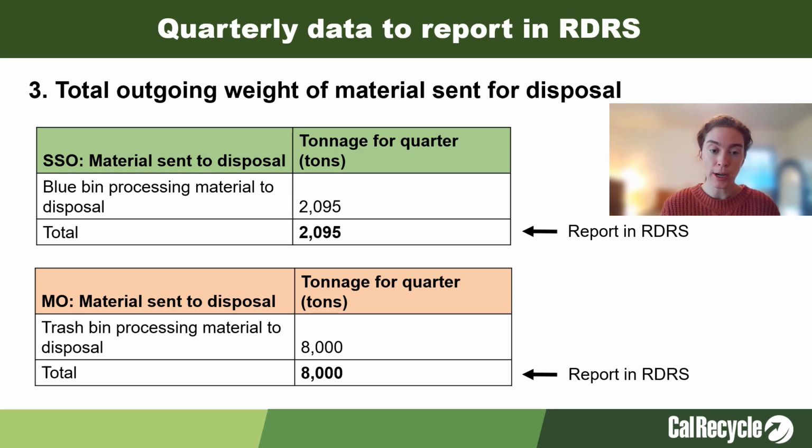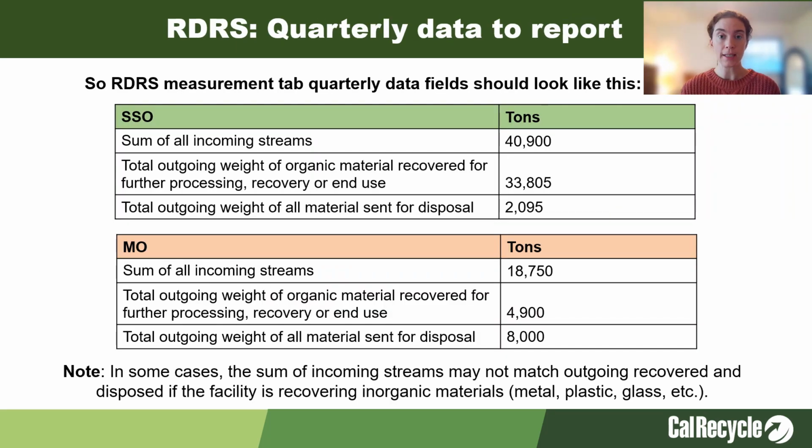Then we have our MO stream. The only material going to disposal from that was the processing of that trash bin with organics allowed, our only singular MO stream. So there was 8,000 tons of that MO material that was sent to disposal in the quarter. So putting this data together, this is what it's going to look like when we enter it into RDRS.